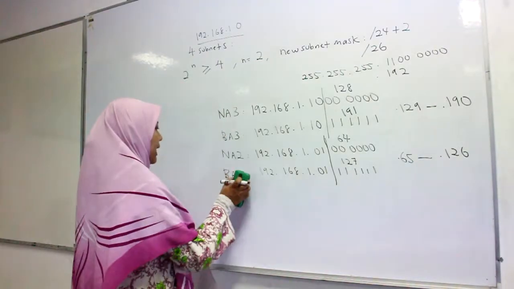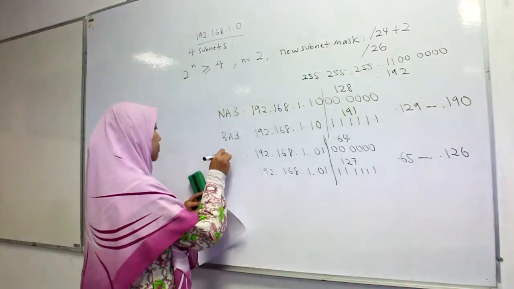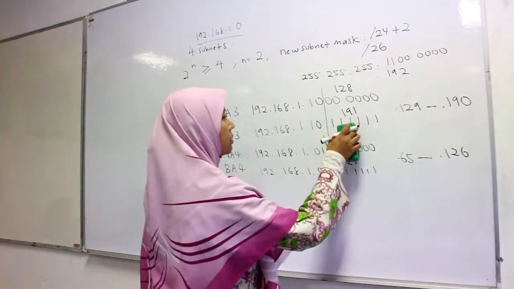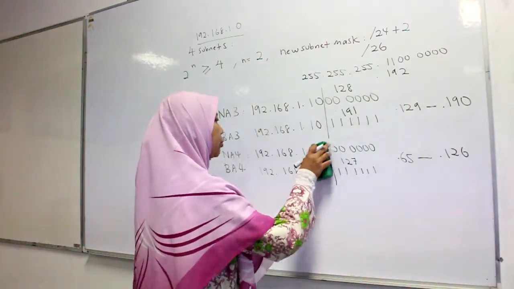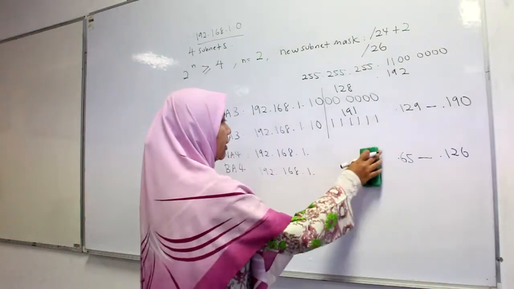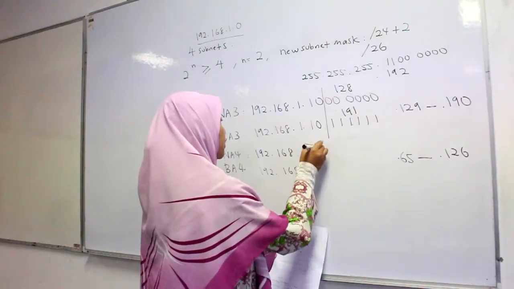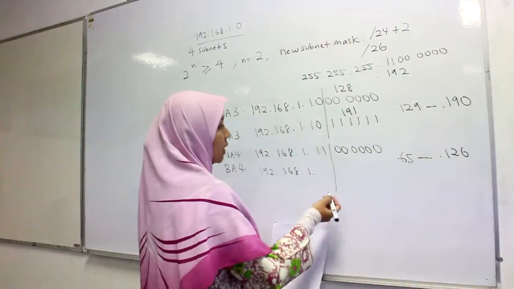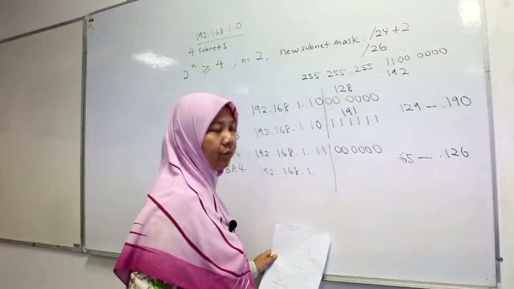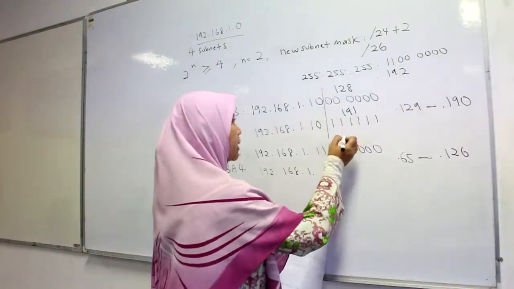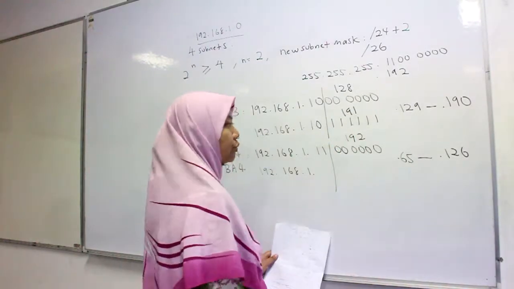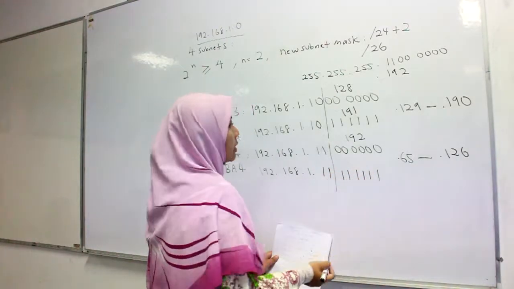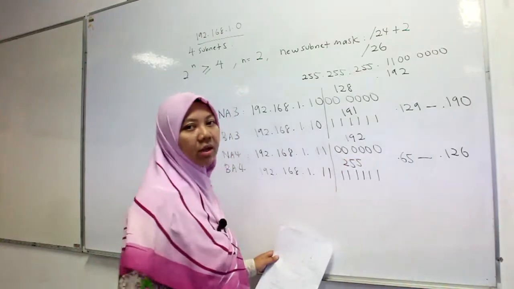Okay, for the last subnet, what is the network address? The next one would be 192. Convert it to binary, 11000000. Because the host part must be 0 for the network address, the network address of subnet 4 is 192. For the broadcast address, 11111111. Convert it to decimal, you will get 255.